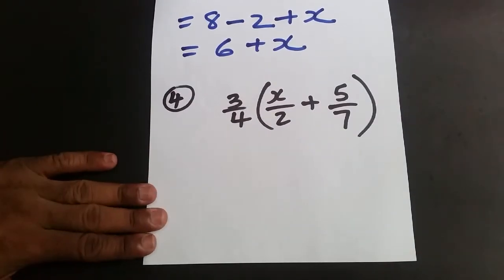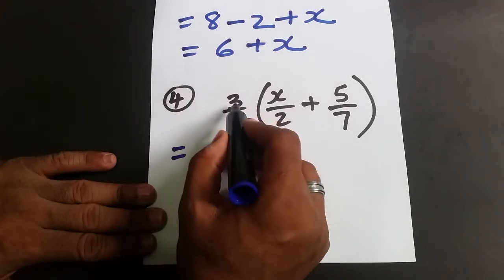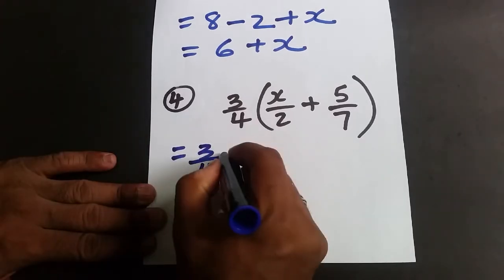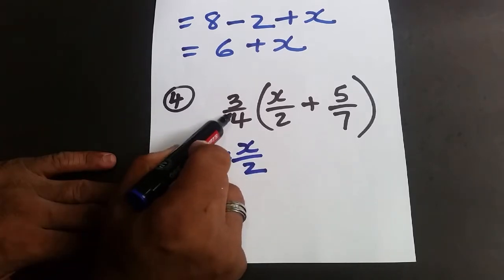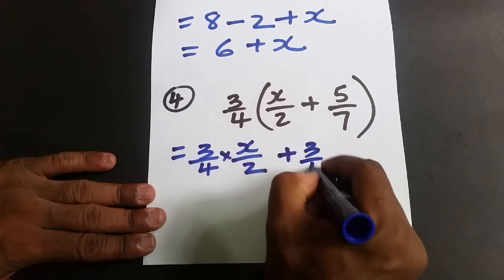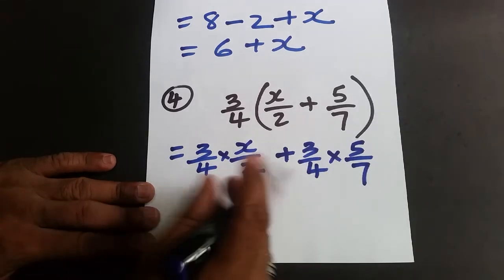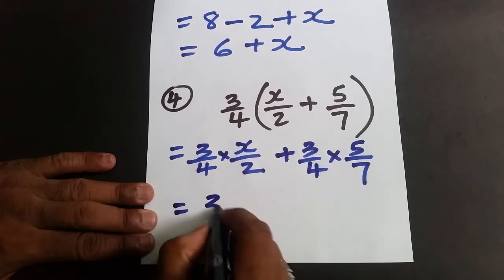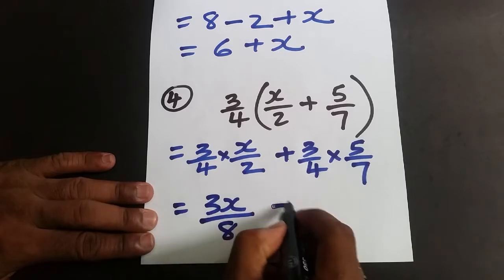Let's take a look at expansion involving fractions. What we have here is positive 3 over 4 times positive x over 2. And then positive 3 over 4 times positive 5 over 7. I'm writing it this way so everybody can see that when you're multiplying fractions, you're multiplying the numerators. So 3 times x is 3x. And then you're multiplying the denominators. 4 times 2 is 8.